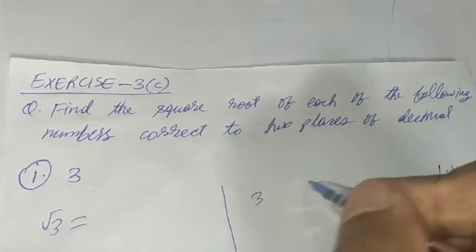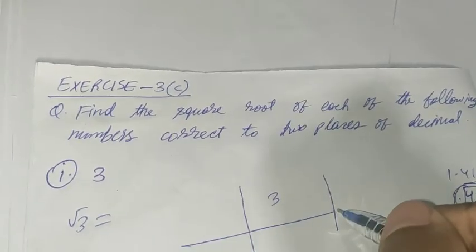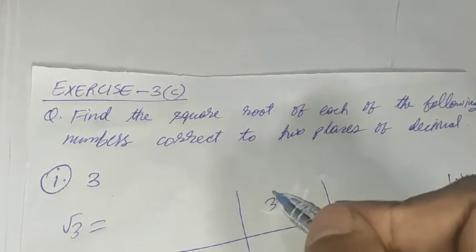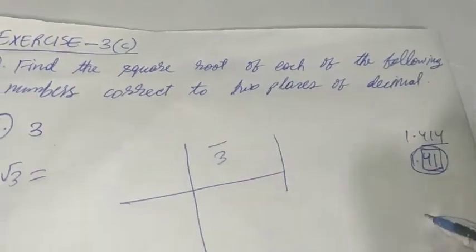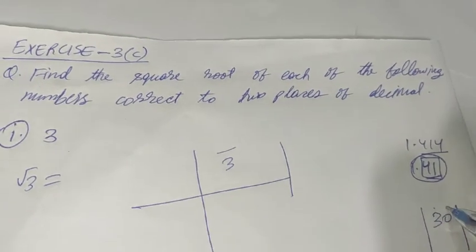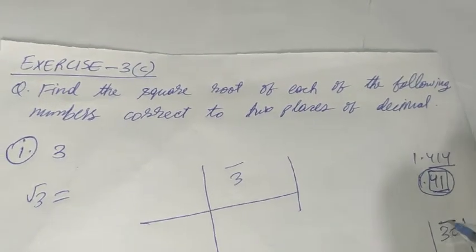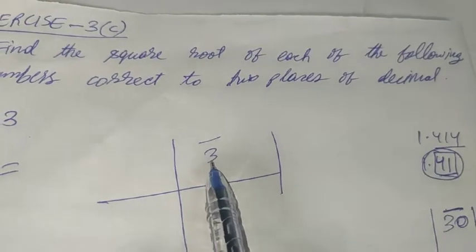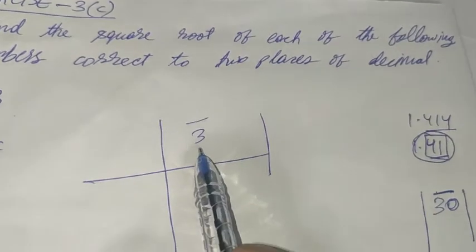Firstly, using long division, we will separate the digits. As it has only one digit, only one will be there. For example, if you want to find the square root of 30, then you have to take 2 pairs, one pair, right? So now see, find the nearest perfect square which is less than 3.